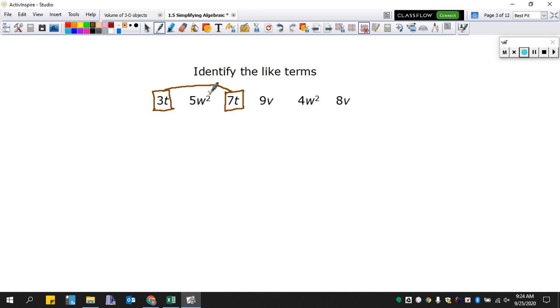W squared, 5W squared. I'm going to draw a circle around that one. Okay, so let's look at the other W squareds. Well, we've already used the T, so it's not that. 9V, no. And 4W squared, yes. So draw a circle around that. So those are like terms. And then, obviously, you have a 9V and an 8V. I'm going to draw a triangle around those.